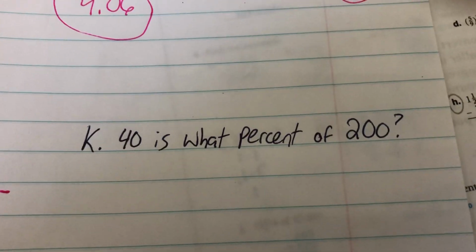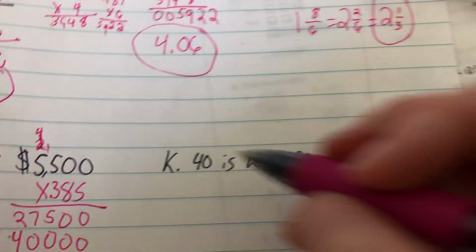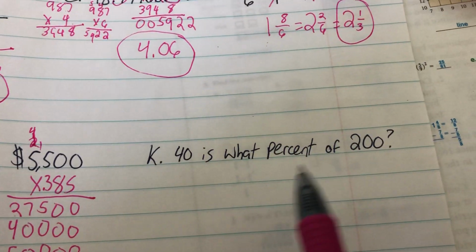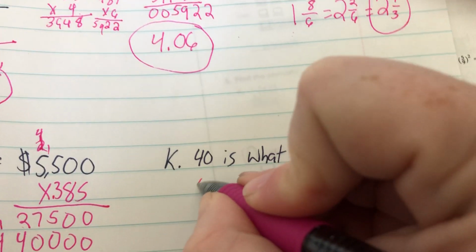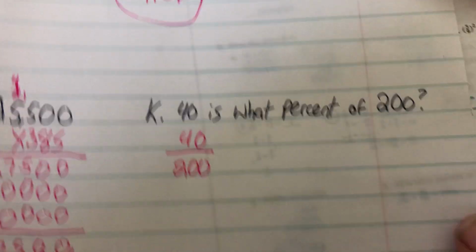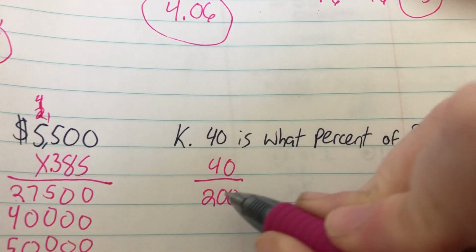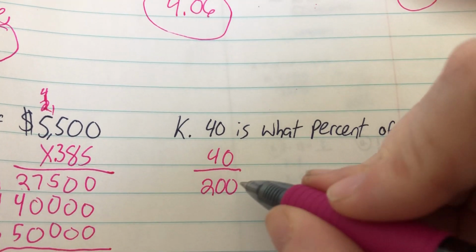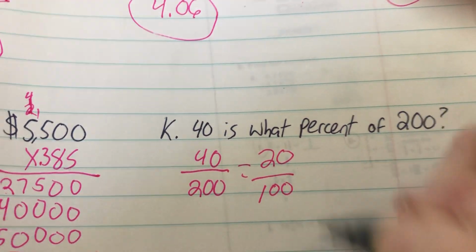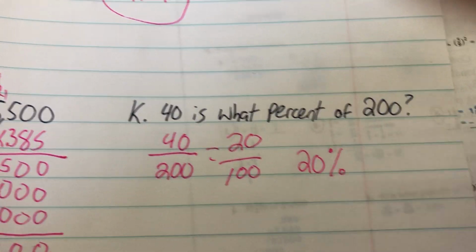And K, 40 is what percent of 200? We're not multiplying, we're making a fraction with this one. When it's like this, it doesn't give us what the percentage is. It wants to know what the percentage is, we make a fraction. So 40 over 200. This is a nice number. We don't have to actually divide it and figure out what that is. We can just simplify it. 40 over 200 is the same as 20 over 100. 20 over 100 is 20%.